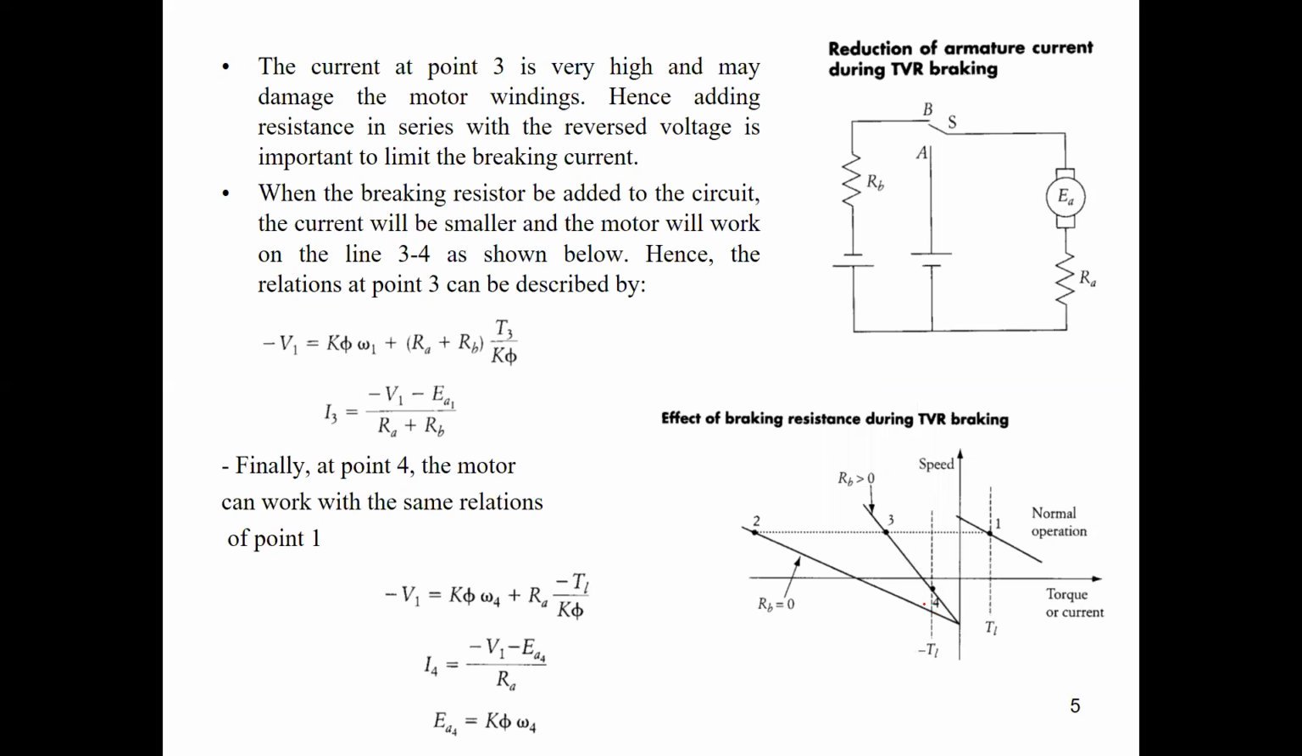So we can say this point is point number 5. This relation can be applied for point number 5, not point number 4. So this is I5. However, for I4, we have to add a braking resistor. Okay, Shabab? So these are the relations that describe the reverse or counter current brake.